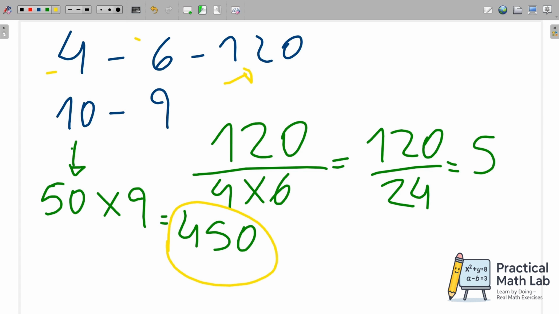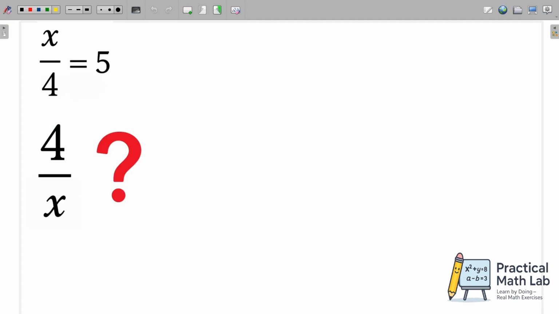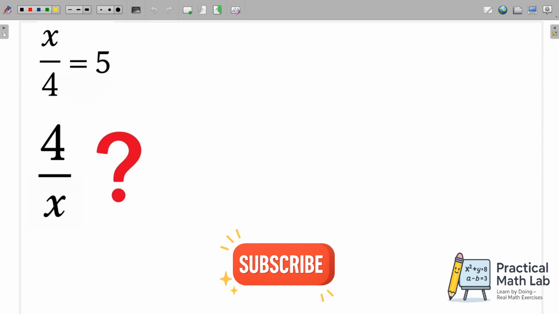Now, don't miss the last question, which a lot of people get wrong on the test. Let's go. If x over 4 equals 5, what is x? What about 4 over x? So, does it seem hard?